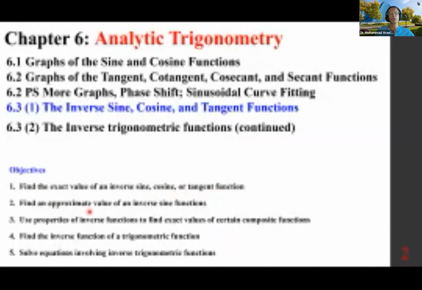Find an approximate value of an inverse sine function. Use properties of inverse functions to find exact values of certain composite functions. Find the inverse function of a trigonometric function. Solve equations involving inverse trigonometric functions.